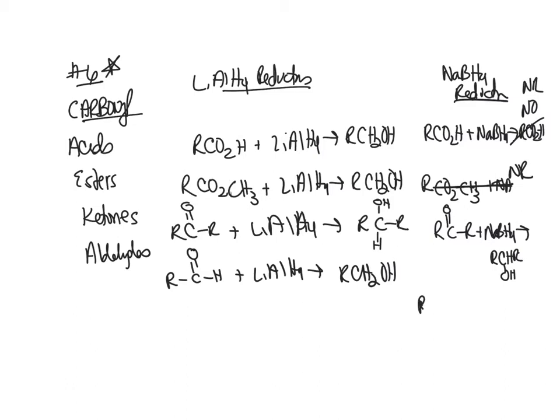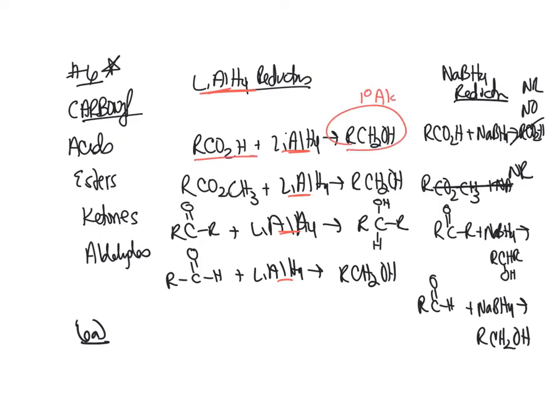And then here we have an aldehyde, and you get a primary alcohol. Okay, so 6A, which carbonyls undergo reduction with lithium aluminum hydride? So if you use lithium aluminum hydride, you see that you get a carboxylic acid and it goes to a primary alcohol. An ester goes to a primary alcohol. A ketone goes to a secondary alcohol. Aldehydes go to a primary alcohol.